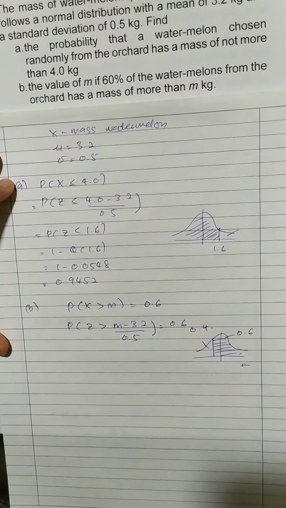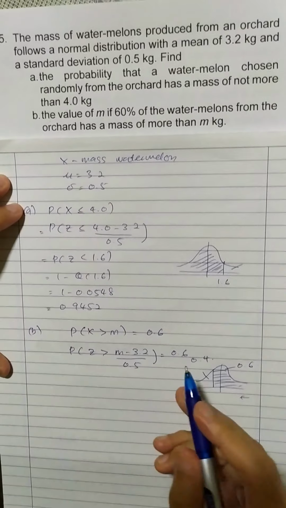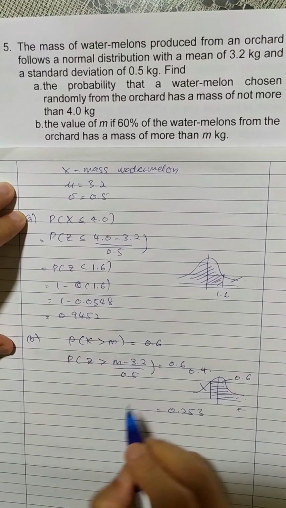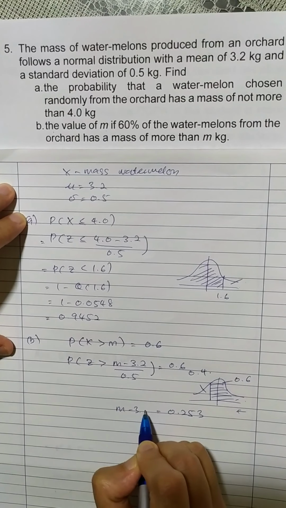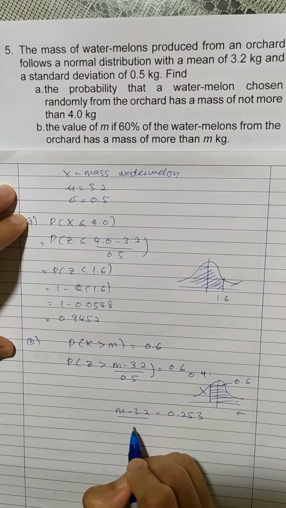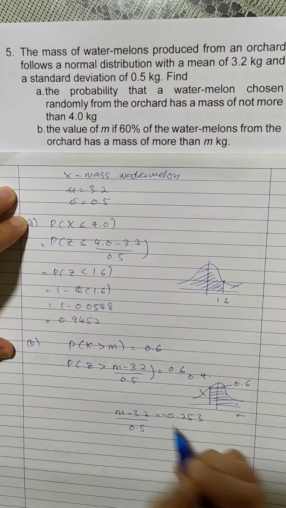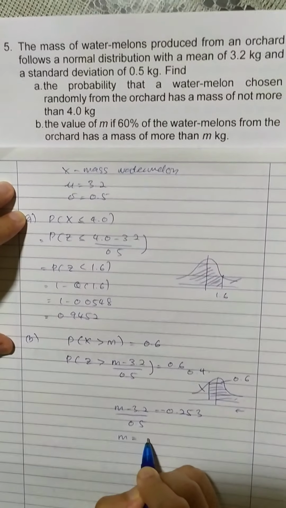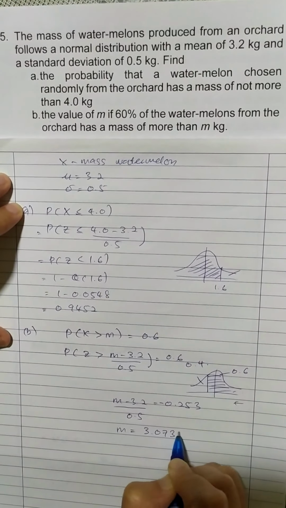Sorry, 0.253. But the position is at the left, so the value is negative. So now you get the value of n equals 3.0735.